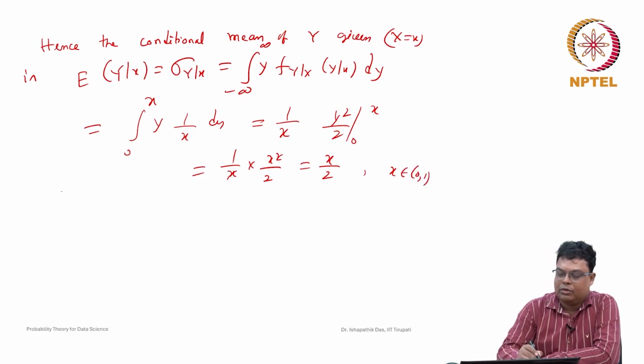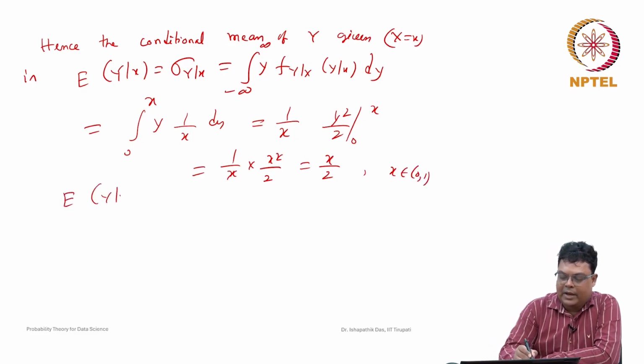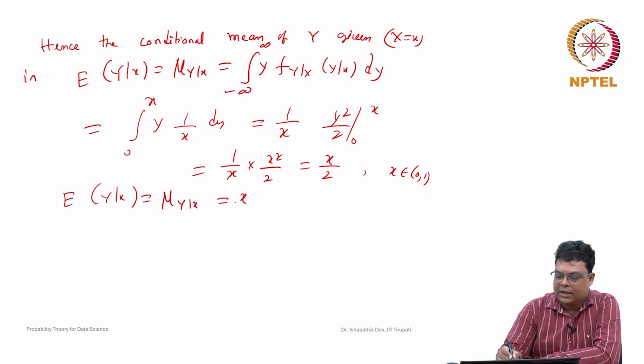So this is the expected value of y given x, denoted as, sorry, it is not sigma, I was worried, this is mu y given x, denoted as mu y given x, which is nothing but x by 2.